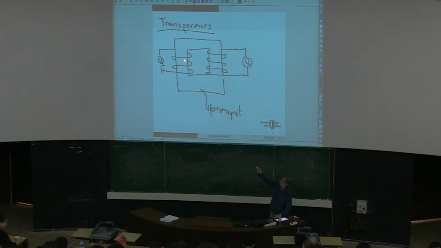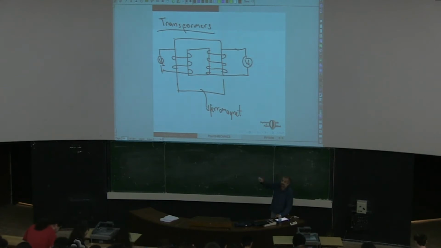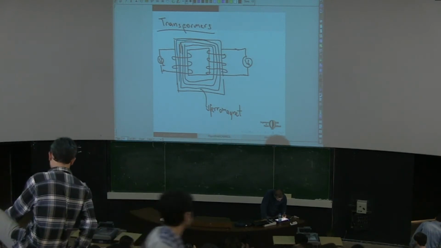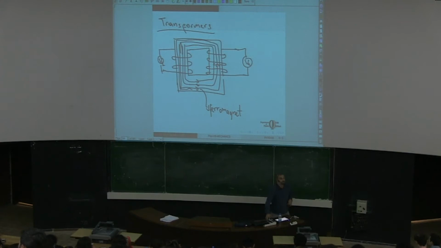So if you just send the current around this first solenoid, it will be creating some magnetic field lines. But since the magnetic field lines will be mainly trapped inside the ferromagnet, they will also go around the other solenoid. So this will be how the magnetic field lines look like. All the magnetic field lines that go through the first solenoid will also go through the second solenoid.